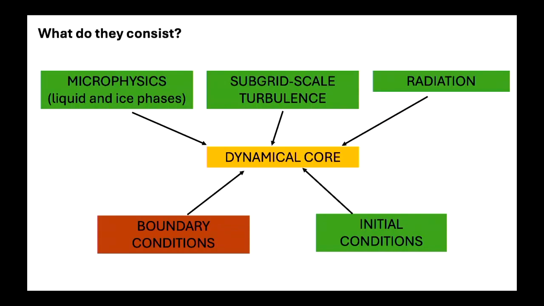We also need the boundary and initial conditions to drive the model, right? The initial conditions usually derive from our observational data set or larger scale model outputs, whereas boundary conditions reflect the influence of our large scale atmospheric flow.